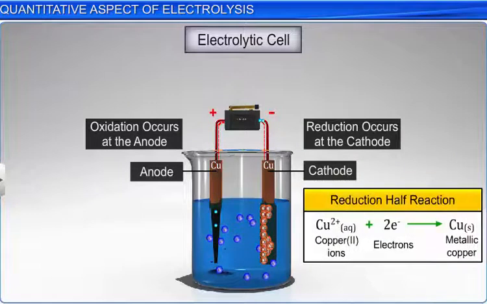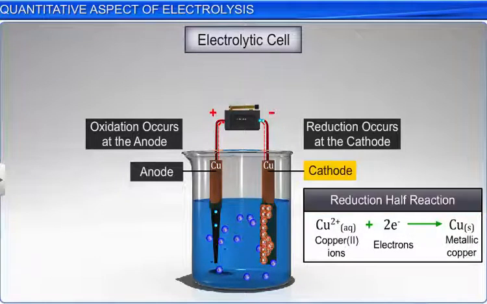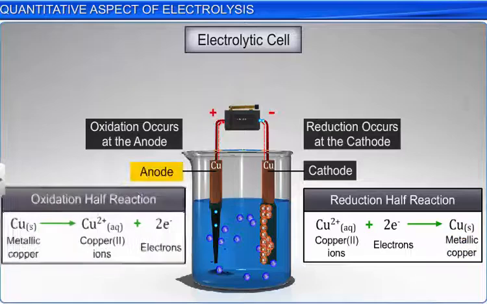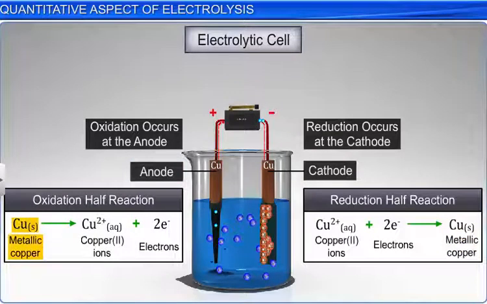The reduction half reaction at the cathode has copper 2 ions gaining 2 electrons to form metallic copper. At the anode, copper metal undergoes oxidation by losing 2 electrons to form copper 2 ions.